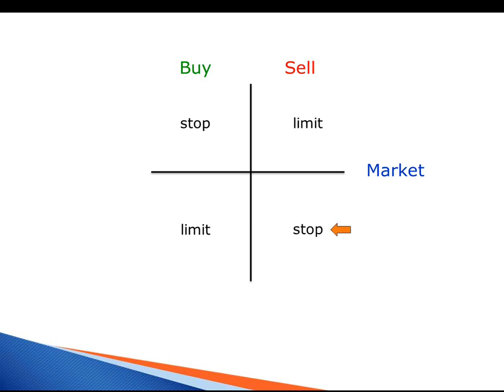In the bottom right-hand quadrant, we're going to list that as a stop. A sell stop is placed below the current market price. A stop order specifies a price at which an order is to be executed. Once the stop price is hit, the order becomes a market order and is executed at the best price possible.